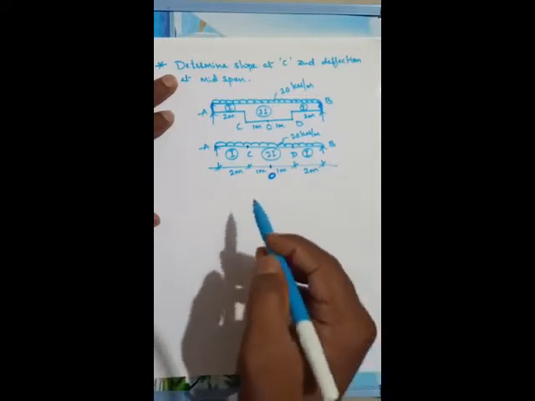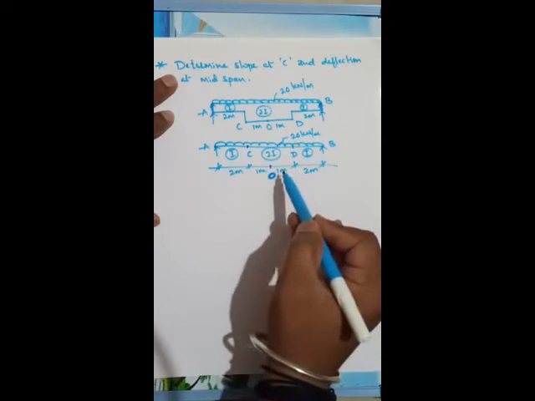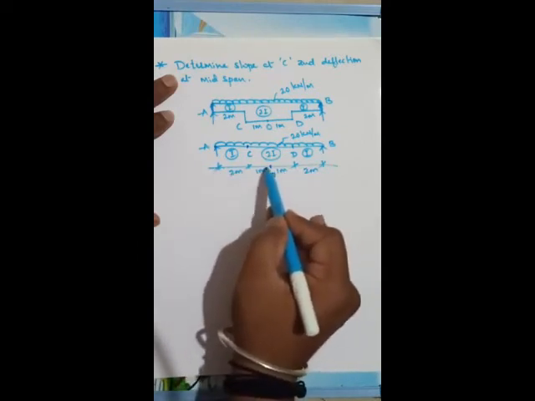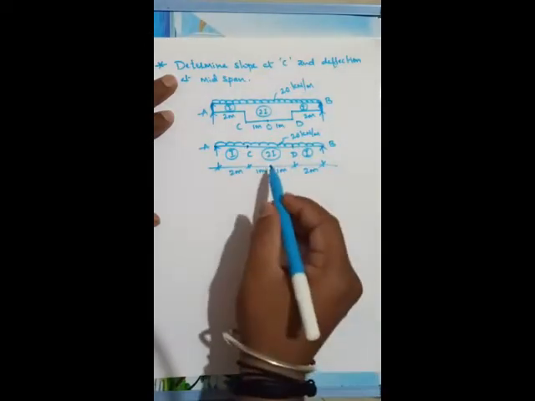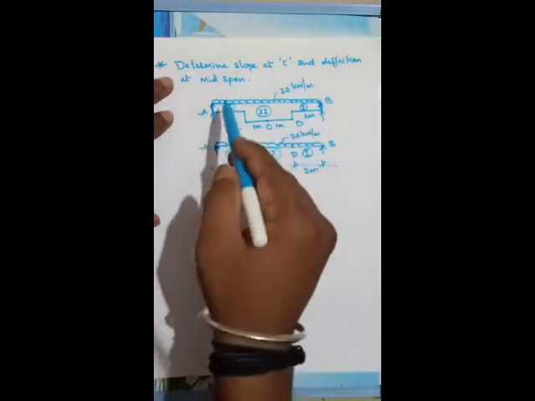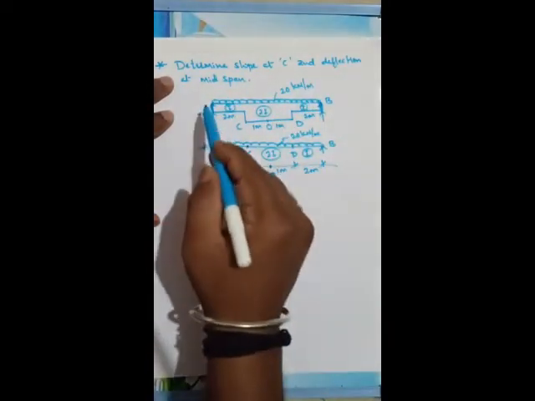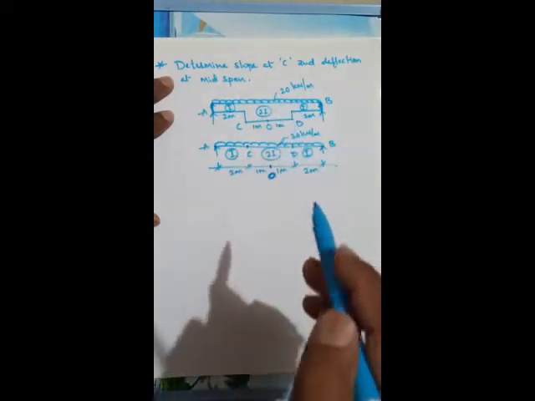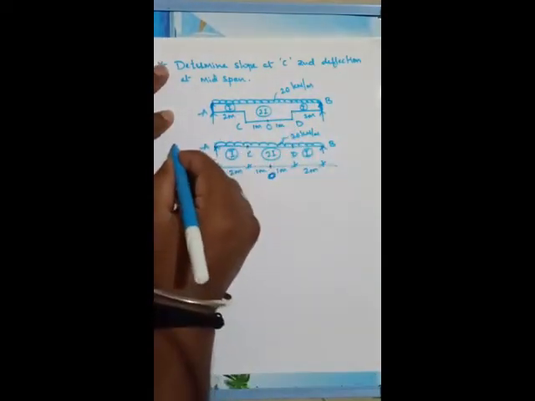Total span is 3 plus 3, 6. So center means from here it is 3 meters, from here it is 3 meters. Exactly at the center, what is the deflection? Which type of loading is it? It is a symmetrical load, correct? On the entire span it is a uniformly distributed load, a symmetrical load. So let us start with solving the problem.